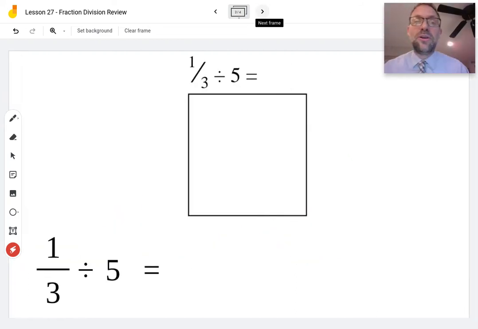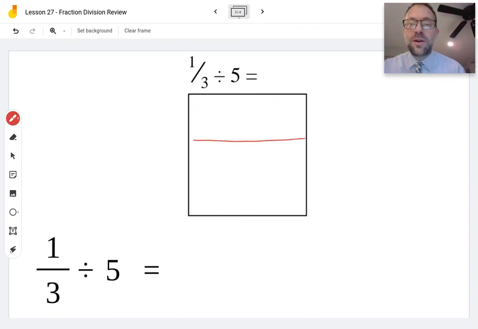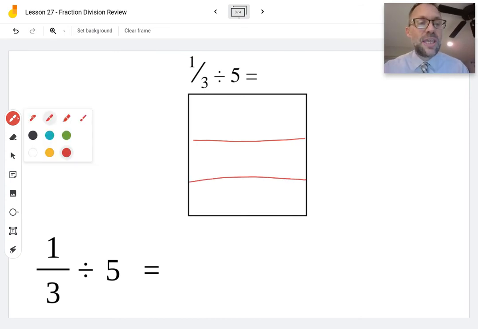Next, we learned to divide unit fractions by whole numbers. So here we have 1/3 divided by 5, and again we started with an area model. And in this model, the 1 square equals 1 whole. And our first step was to represent the dividend, 1/3 in this case, by cutting that whole into thirds and shading in one of them.